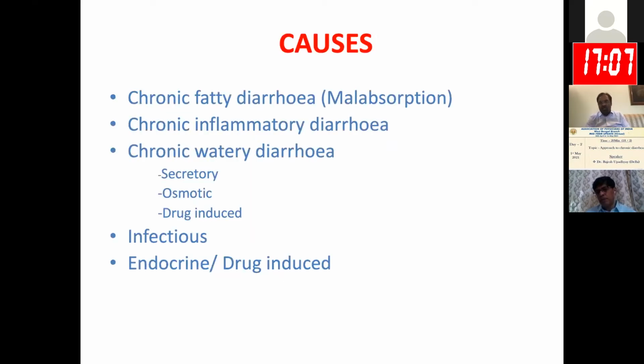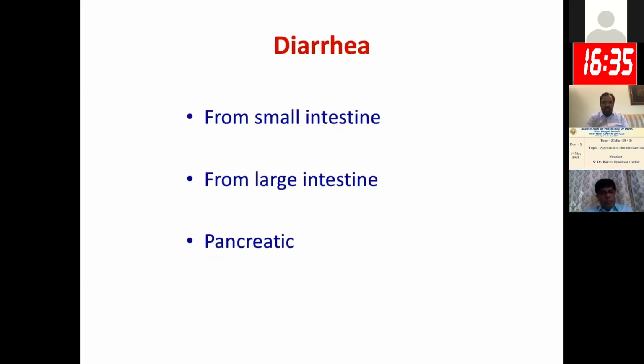So, broadly speaking, we can divide it into chronic fatty diarrhea, which is because of malabsorption, chronic inflammatory diarrhea, and then you have the watery diarrhea. Watery diarrhea we always see as acute watery diarrhea, but then if you have a chronic watery diarrhea, you could have either a secretory type, osmotic type, or a drug induced. And we all know that there are certain infections which can cause diarrhea for a long period of time, endocrinal causes and drug induced causes.